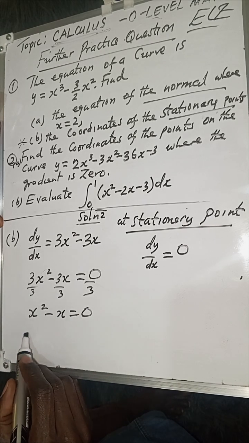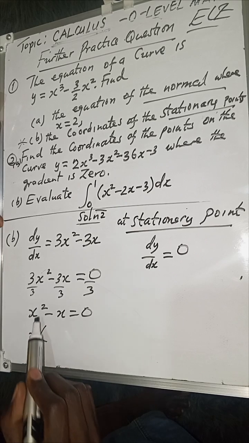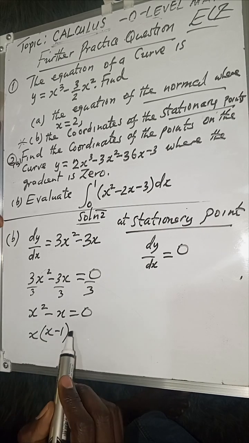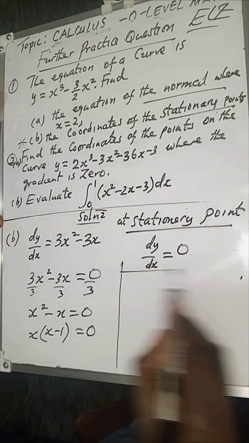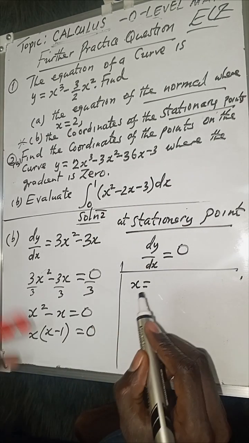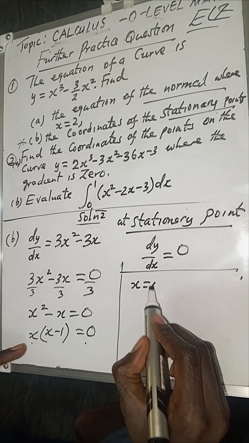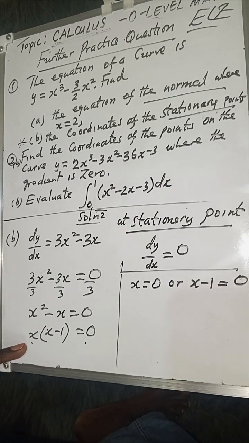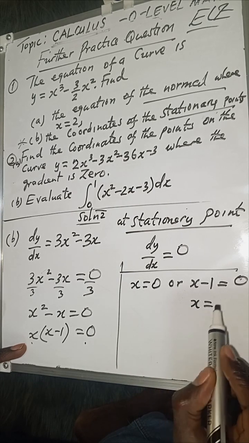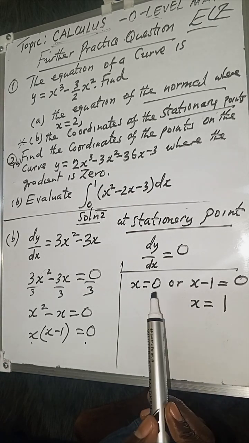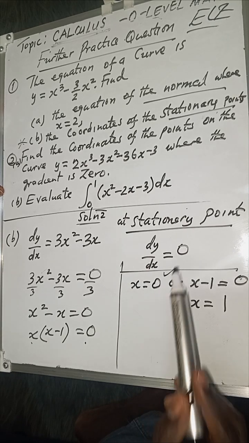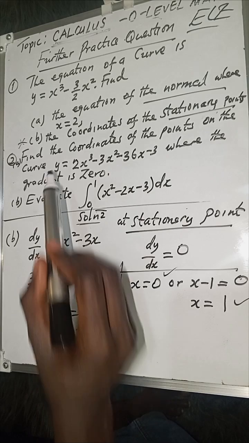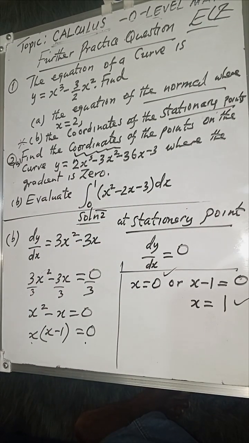What is common there? Well, x is actually common. And when I divide x there, I'll remain with x, I'll remain with 1 is equal to 0. So we equate each to 0. So x is equal to 0, or x minus 1 is equal to 0. That's what we mean. So therefore, x is equal to 1. So now, it simply means that you have 2 points. x can be 0 or x is 1. So we need to find the corresponding values of y because the question says we find the coordinates.